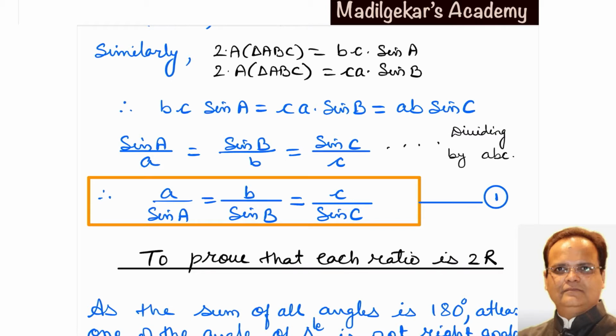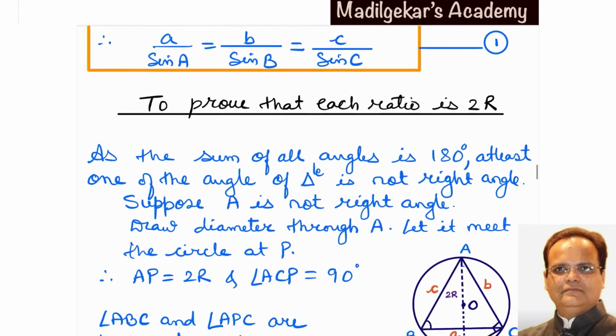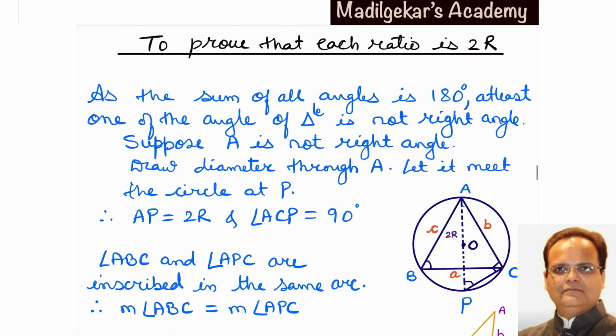Further, we have to prove that these three ratios are equal to 2R, where R is the circumradius. What is circumradius? We know the circumcircle is the circle passing through the vertices of a triangle. The radius of this circumcircle is called the circumradius. Let's prove it. As the sum of all angles of the triangle is 180 degrees, at least one of the angles is not a right angle. Let us say A is not 90 degrees.